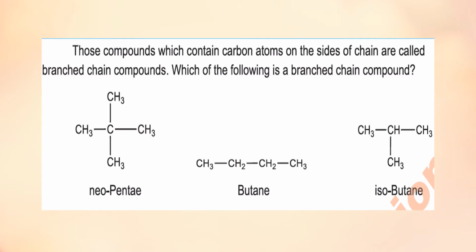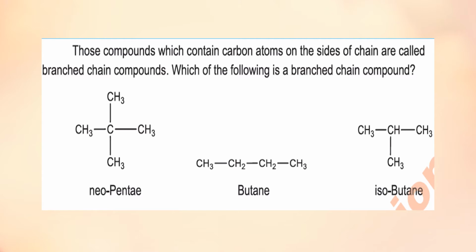isobutane. In neopentane, you can see the central carbon atom has two branches, one above and one below, meaning two methyl groups are present there. And in the case of isobutane, the central carbon atom has one branch, one methyl group attached to the central carbon atom as a branch. These are called the branch chain compounds.